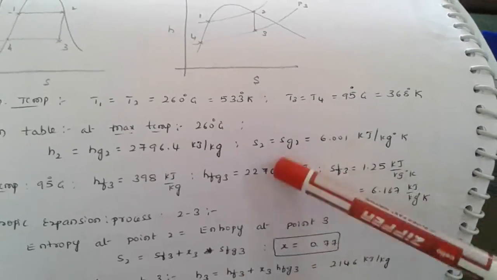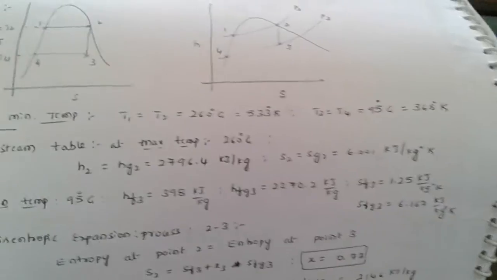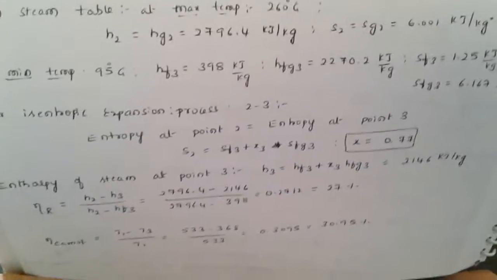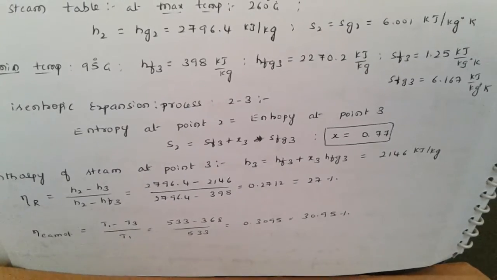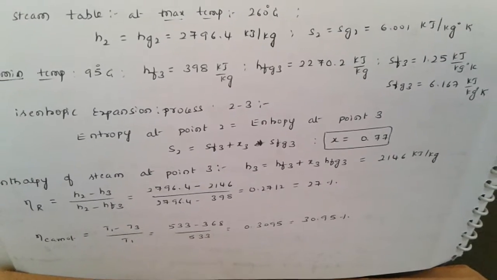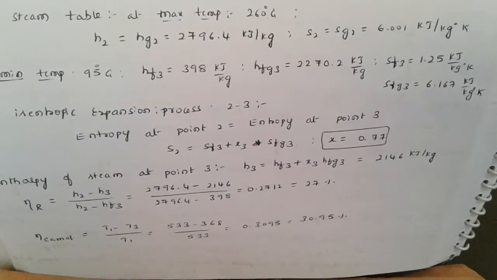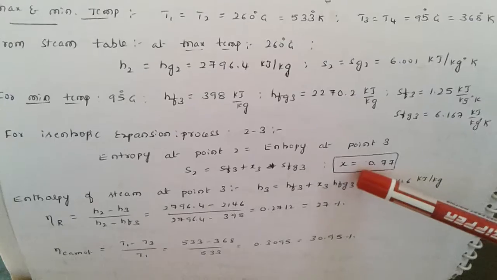This is all the data with respect to the temperature. We can note down all the values from the steam table. Then go to process 2 to 3. Entropy at point 2 is equal to entropy at point 3. That is S2, which is dry saturated. S2 is equal to SF3 plus X3 into SFG3. Then you should find out the value of X.